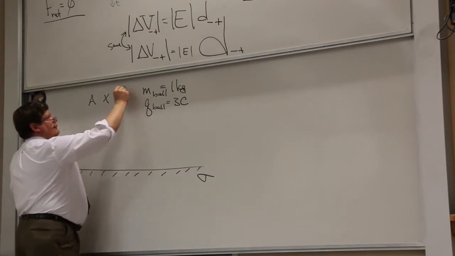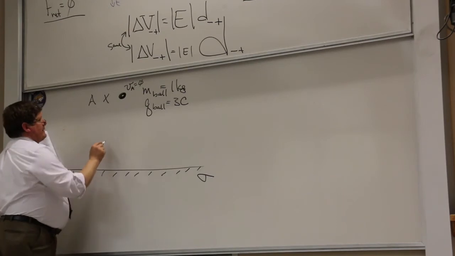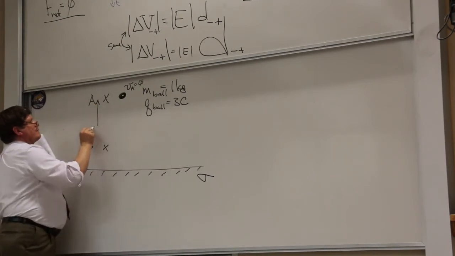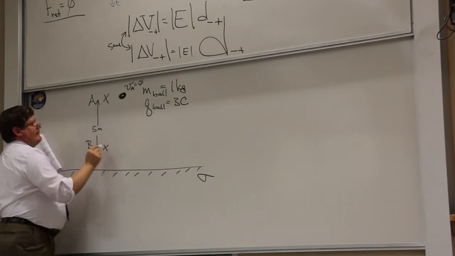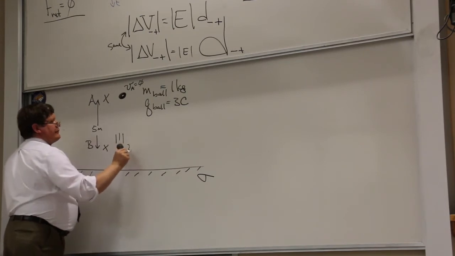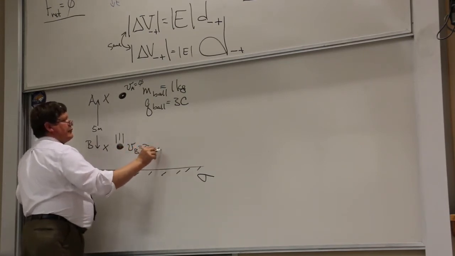And we find that if we drop it from rest, by the time it gets to a point B that's 5 meters lower, that ball is really, really moving. Its speed at B is 20 meters per second.